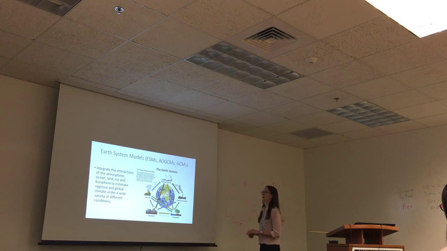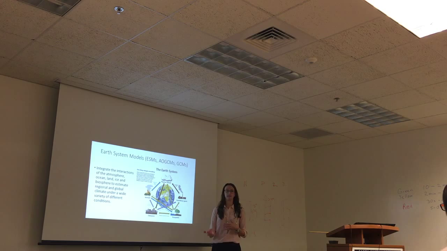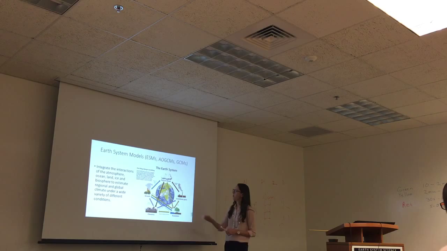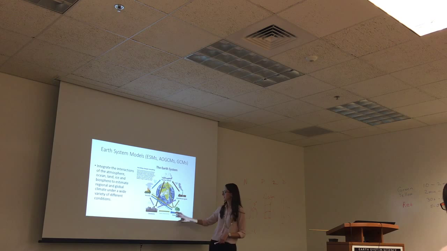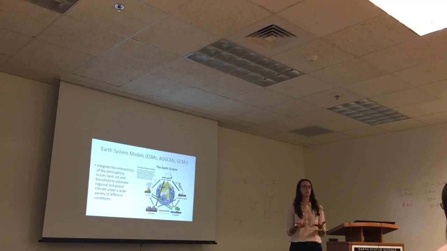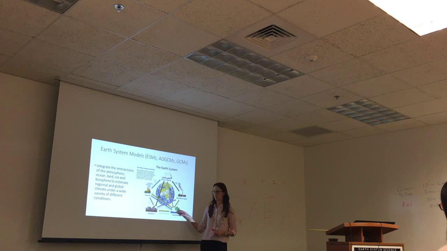So here's our Earth system. What the Earth system models do is integrate all of these interactions between the atmosphere, the ocean, the land, ice, let's say sea ice or ice sheets, and the biosphere. And we can estimate regional and global climate under a wide range of different climate conditions. All of these are interacting with each other: the aerosols and how they relate to clouds, how greenhouse gases relate to the physical climate, greenhouse gases and ecosystems. If you have more CO2, your plants want to grow more, something called CO2 fertilization. So you'll have changes in the ecosystems and agriculture.